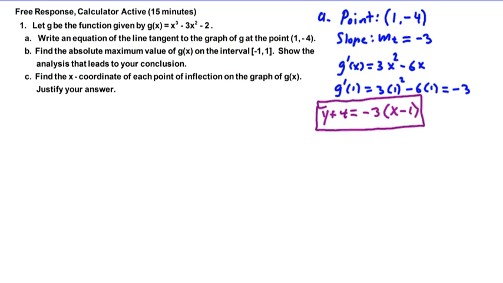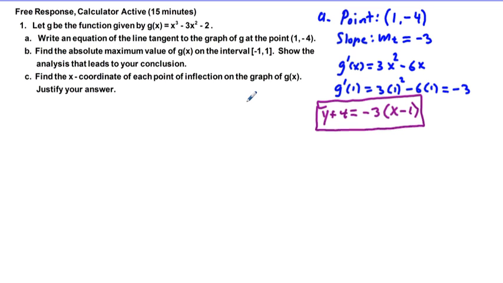Okay, let's go on to part B. Part B, find the absolute maximum value of g of x on the closed interval negative 1 to 1. Show the analysis that leads to your conclusion. I don't know if we really need a calculator for this problem, but when you look at absolute maximums, a calculator really helps to be able to plug in values.